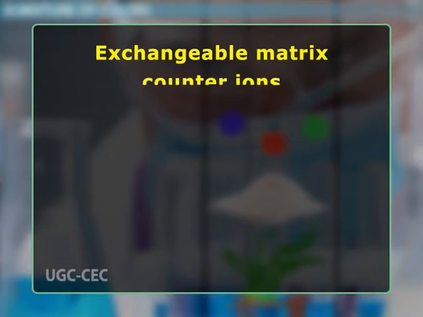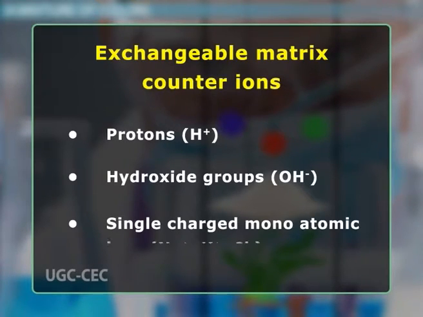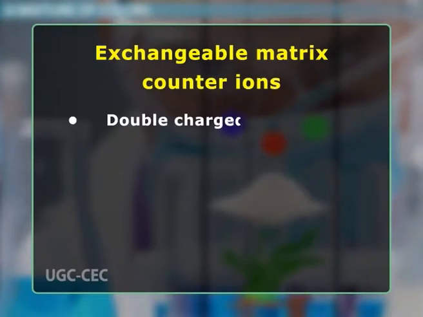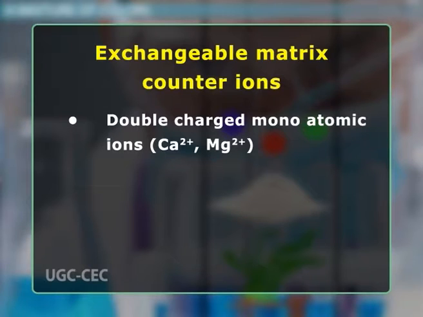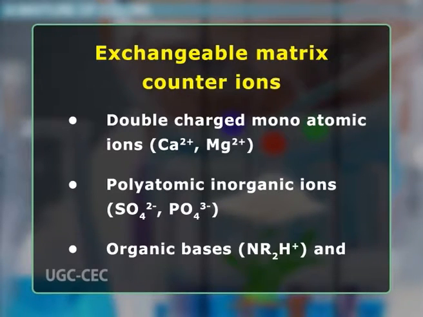Exchangeable matrix counterions may include protons, H+, hydroxide groups, OH-, singly charged monoatomic ions, Na+, K+, Cl-, doubly charged monoatomic ions, Ca2+, Mg2+, and polyatomic inorganic ions, SO4 2-, PO4 3-, as well as organic bases, NR2H+, and acids, COO-.